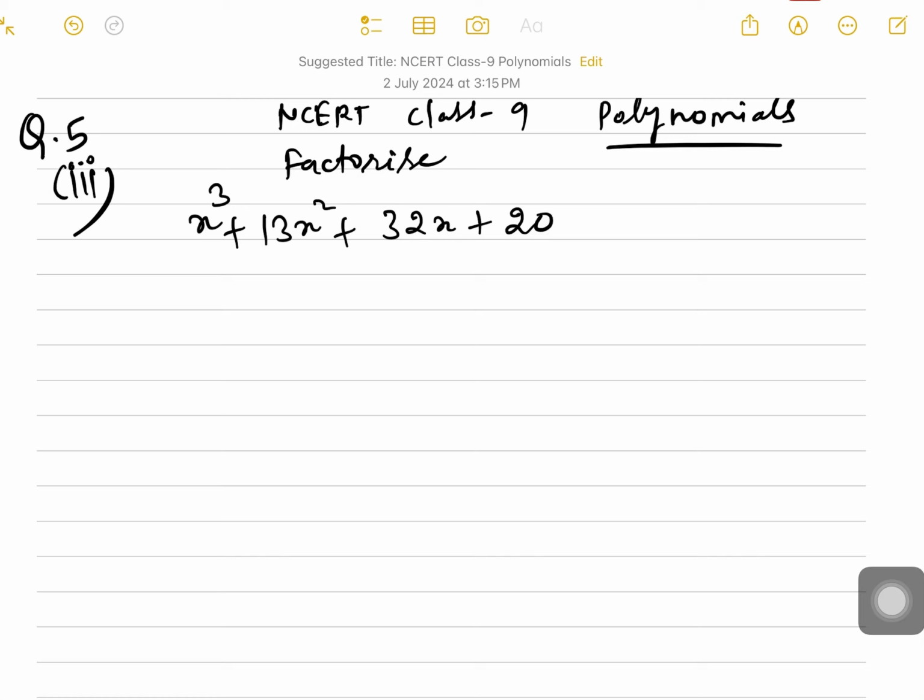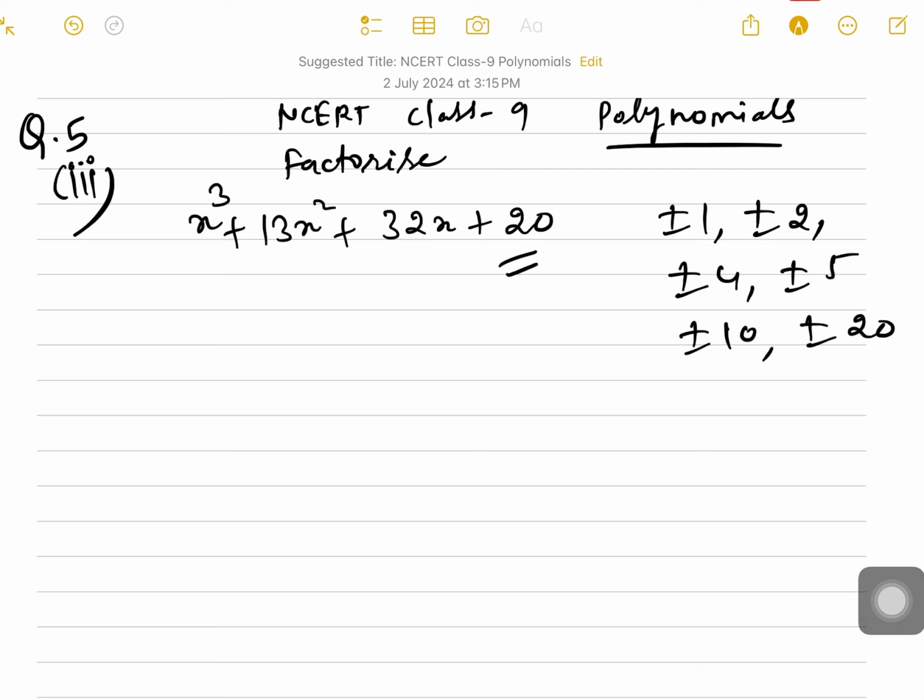First, in a cubic polynomial, we have to see the factors of the constant term. The last constant term is 20. Factors of 20 are plus minus 1, plus minus 2, plus minus 4, plus minus 5, plus minus 10 and plus minus 20. Let's start with 1. If we substitute plus 1, we are not going to get 0 because all terms are positive here. So let us check with minus 1.